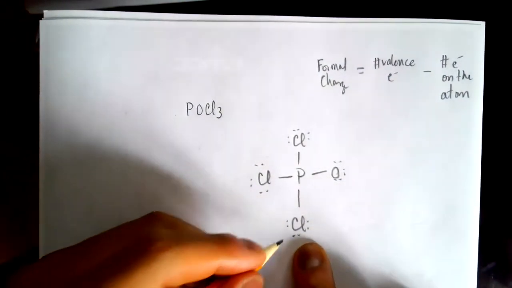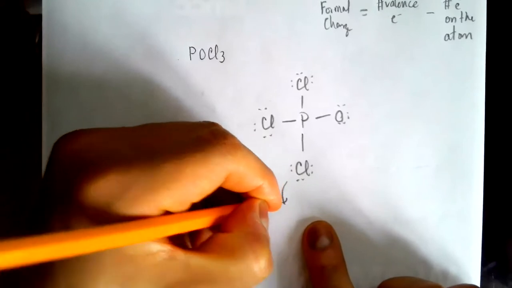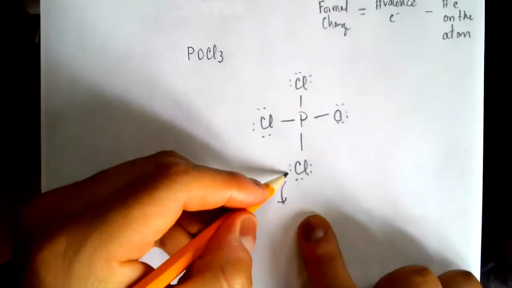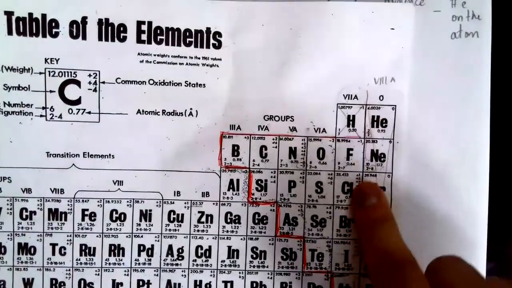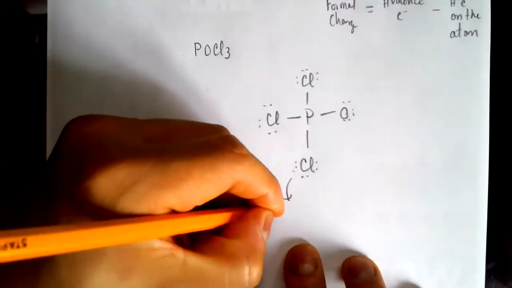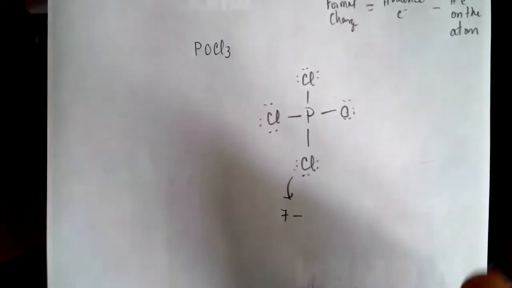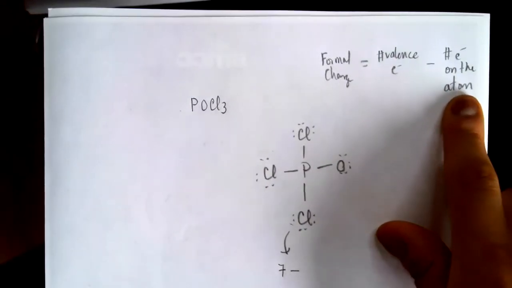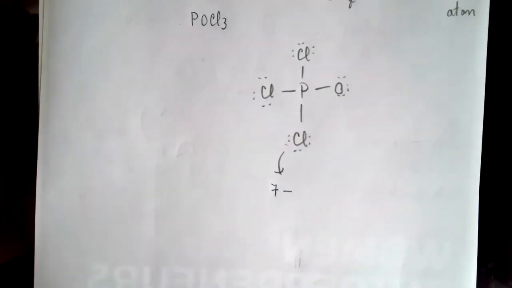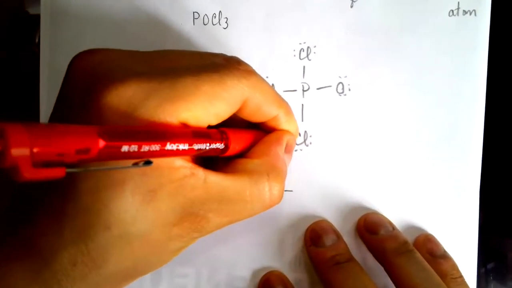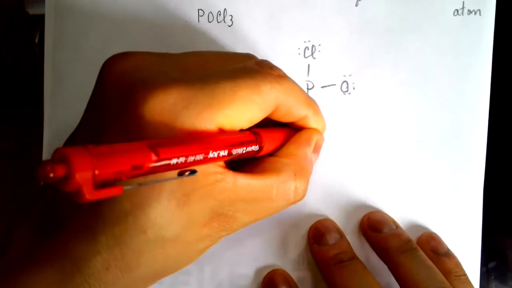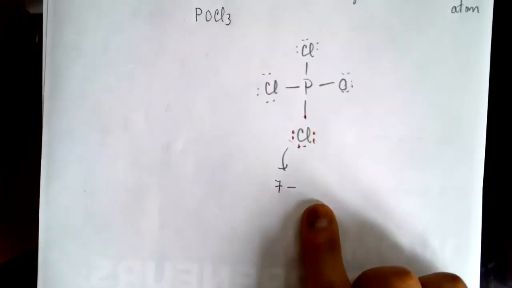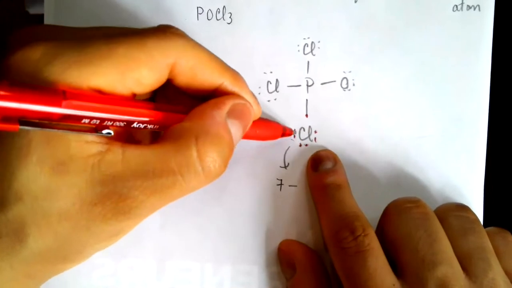Let's start with chlorine. This chlorine. Valence electrons of chlorine. Well, chlorine belongs to group 7A of the periodic table. Therefore, the number of valence electrons is 7. Minus, how many electrons are sitting on the atom? In this case of chlorine, I have 1, 2, 3, 4, 5, 6, and 7. Okay? So those 7 electrons are sitting on chlorine.